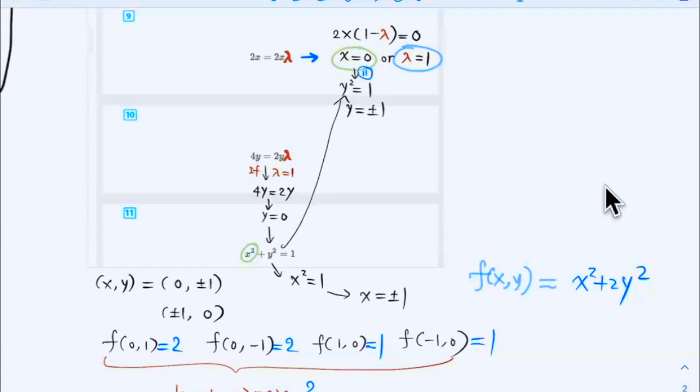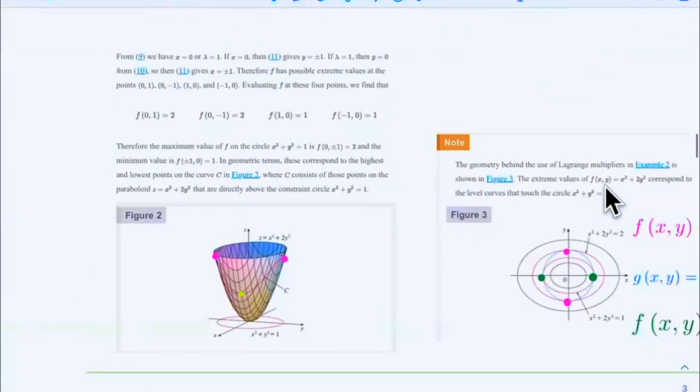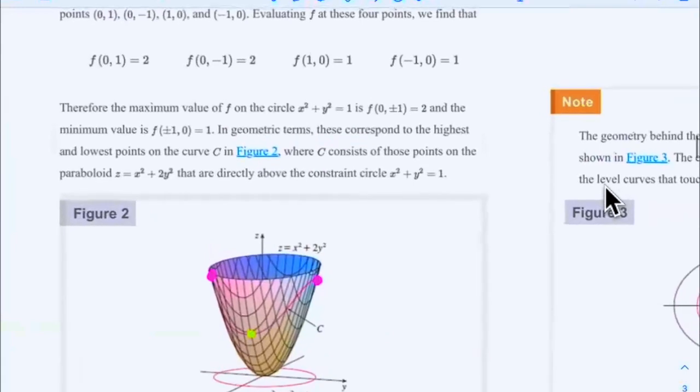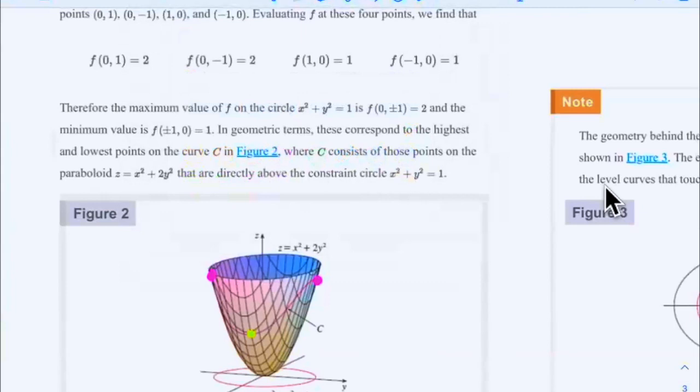Now, we would like to take a look at the picture. So here's the picture over here. So this function f of x, y equal to x squared plus 2y squared. The graph of it is this, what do we call this?